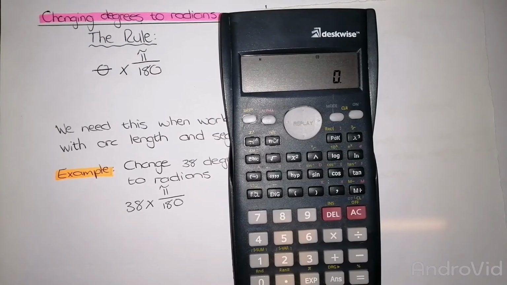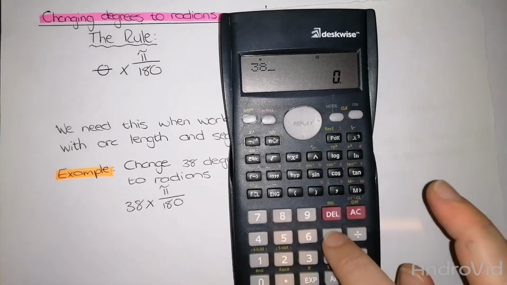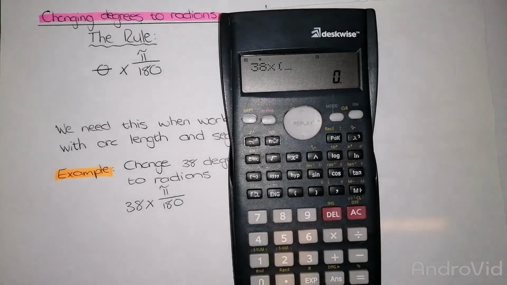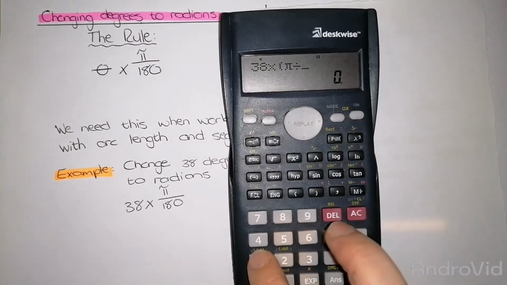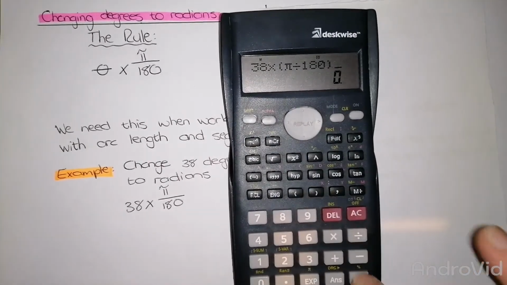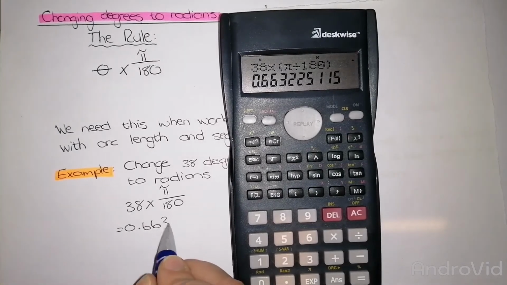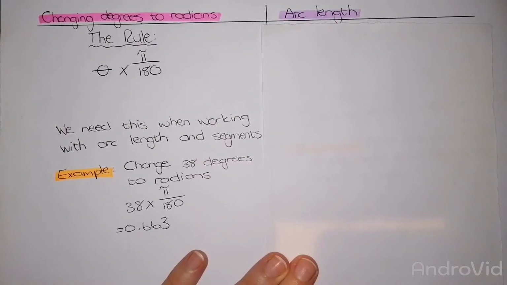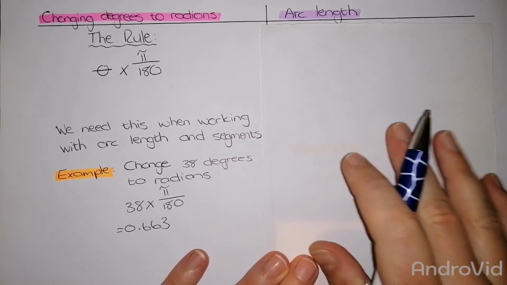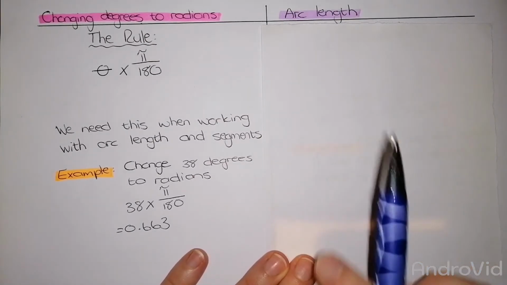Now we're going to type this into our calculators. So we're going to say 38 multiplied by pi divided by 180, and that is going to give me 0.663. So 38 degrees in radians is 0.663.